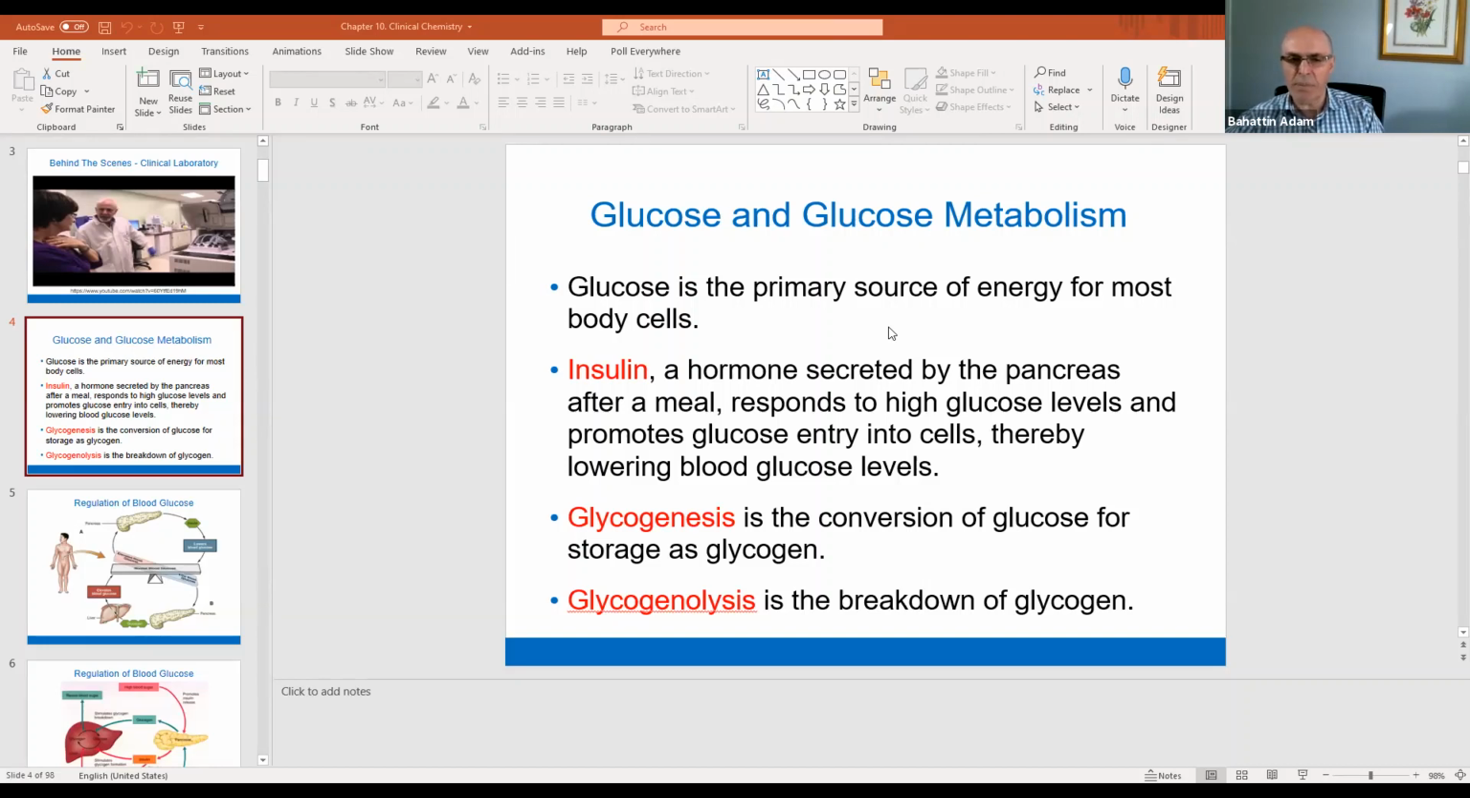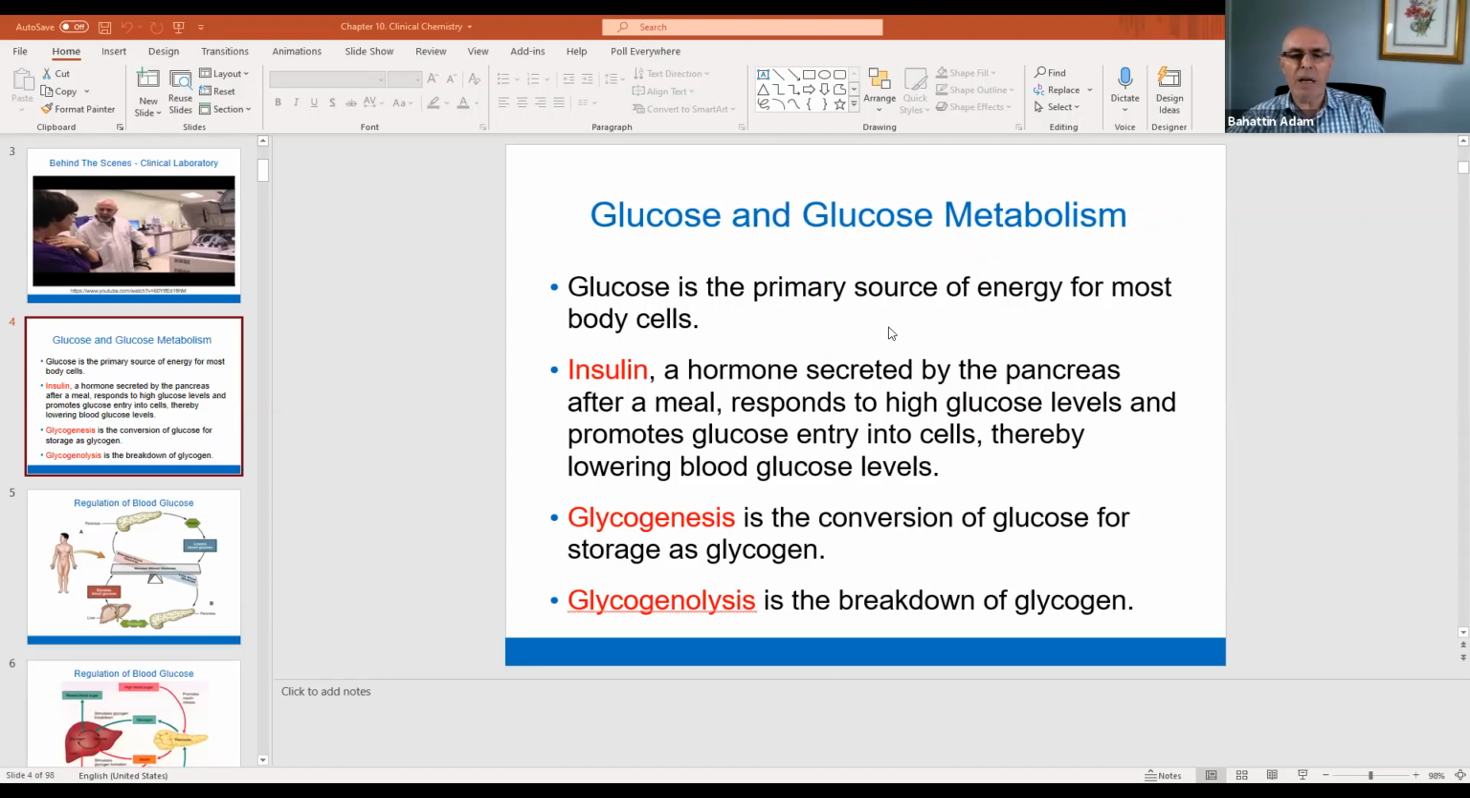And glycogenesis, you may remember from your biology classes, is the conversion of glucose for storage as glycogen. Okay, if you have an excess amount of glucose in your body, this glucose is mainly converted to glycogen, mainly in the liver, for future energy sources.